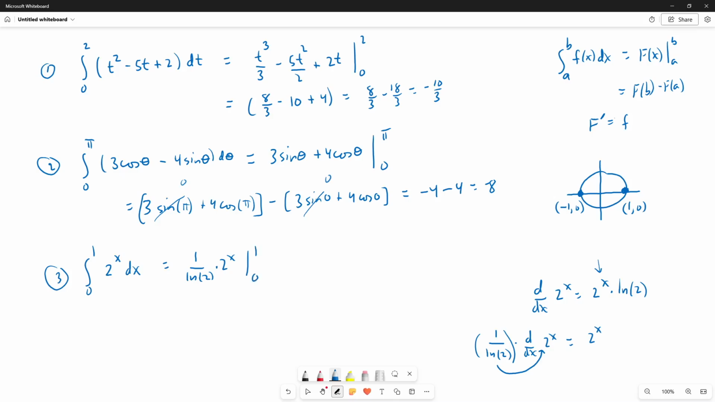And we have to plug in the numbers. So we get 2 to the 1, which is 2, divided by natural log of 2, minus 2 to the 0, which is 1, divided by the natural log of 2. And so this is 2 over log 2 minus 1 over log 2. They have the same denominator, so we can subtract in the numerator, and we get 1 over the natural log of 2.